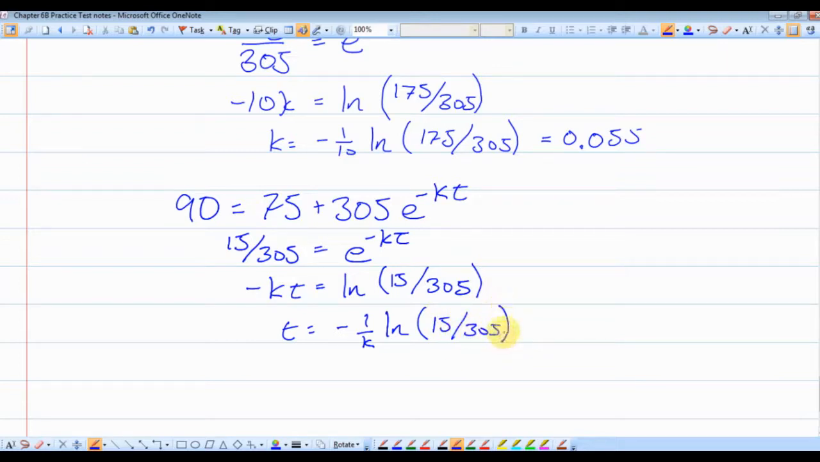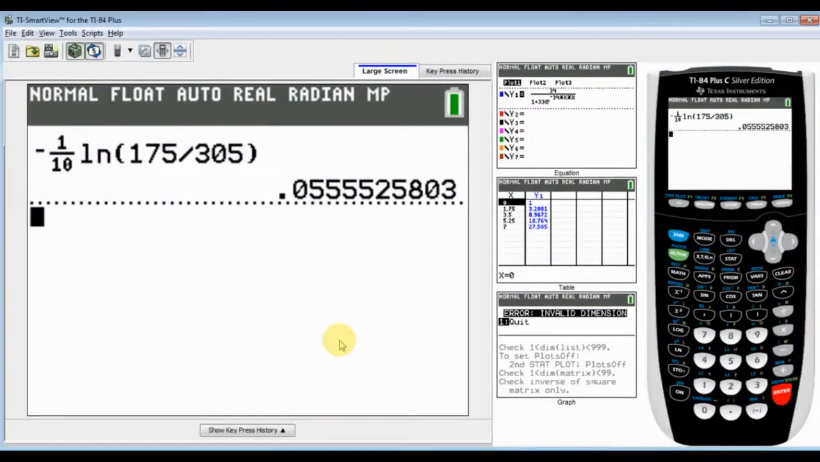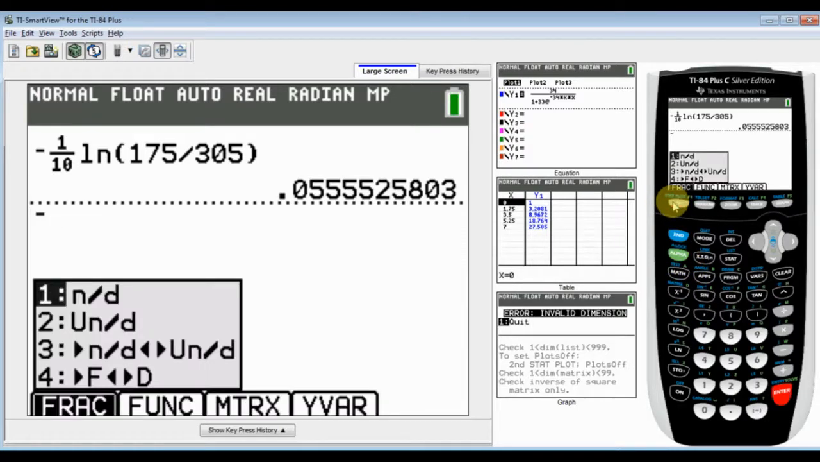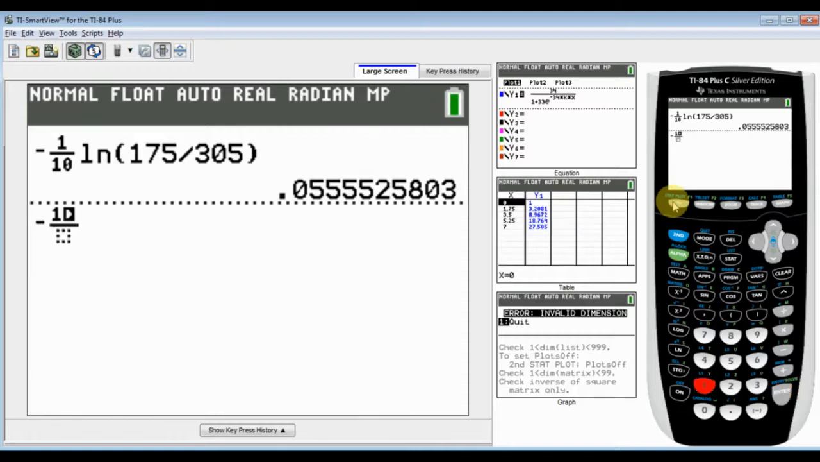Let's go to the calculator. Get a number here. We have negative fraction 1 over, okay, so the cursor is in the place where I'm going to paste, so I'm just going to scroll up, push enter, and that'll paste that.